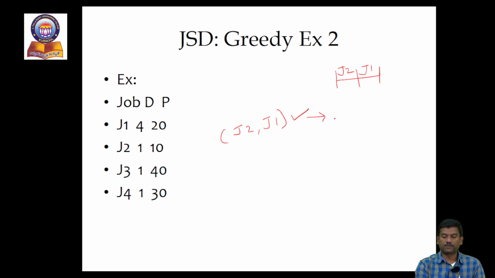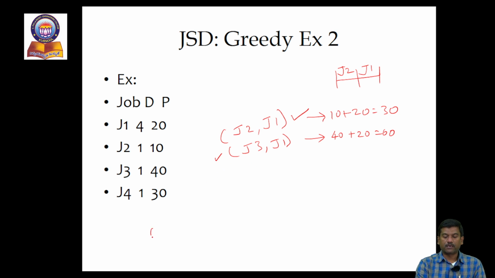And what is the profit that you can earn? That is job 2's profit is 10 plus job 1's profit is 20, that is 30. This is one of the feasible solutions. And what are such feasible solutions? You can take job 3 as the first job, and then you can execute job 1. And what is the profit? That is profit is 40 plus 20, that will be equal to 60. Between these two, this will be the maximum. This is your feasible solution.